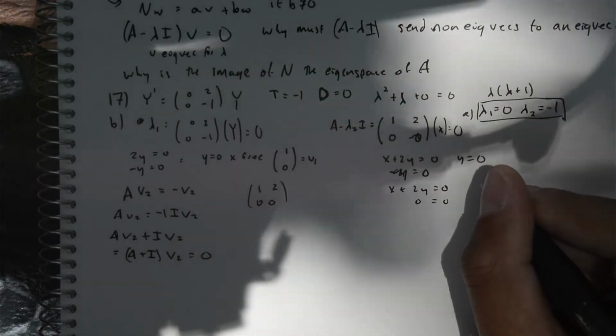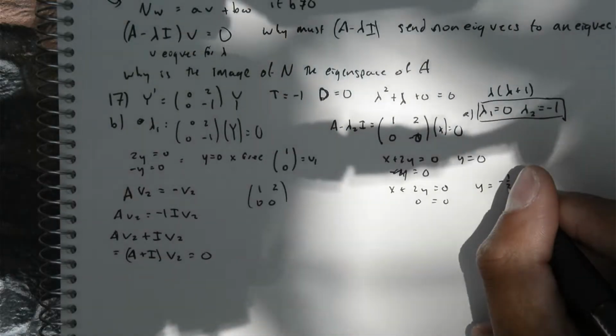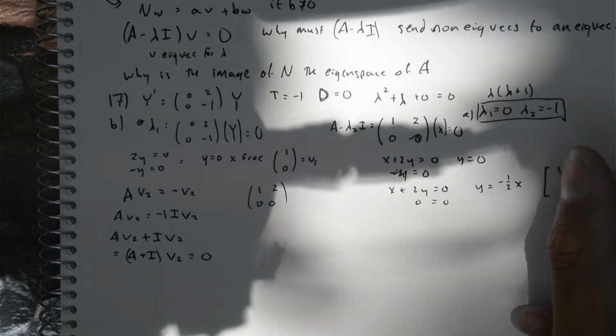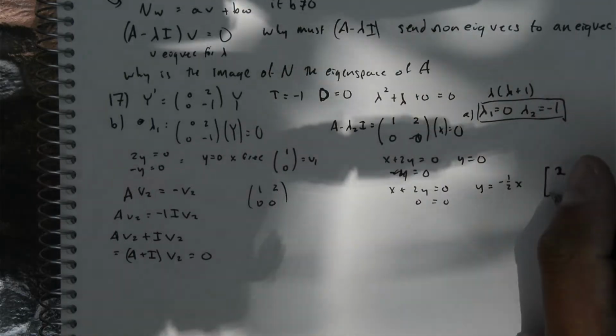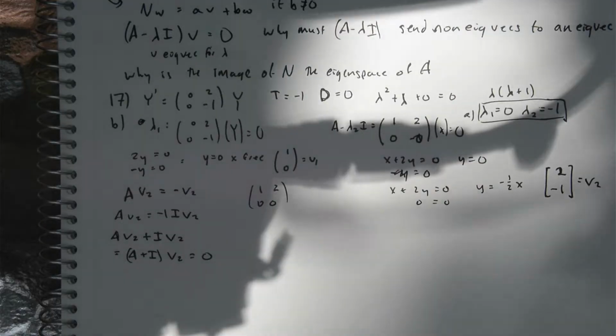So then we get y equals minus 1/2 x. So then we get our eigenvector is 1, or let's do 2, minus 1 equals v2. All right.